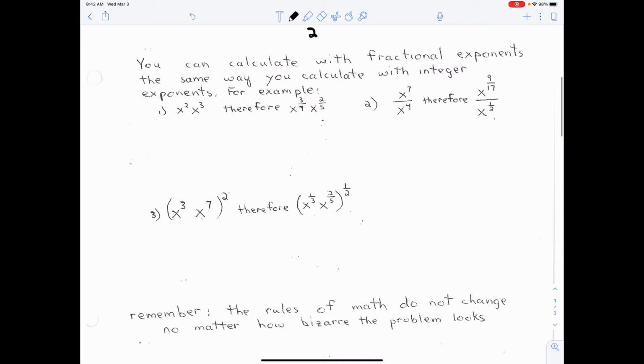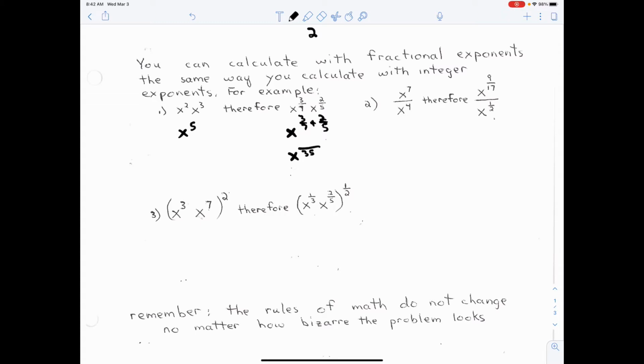So let's just take a look. Remember, the exponent rules don't change no matter how bizarre the problem looks. So we have x squared times x to the 3rd would be x to the 5th, right? Because we had the 2 and the 3. Well, what do you do here? You just add the 3/7 and the 2/5, the same thing you would do. So we have 3/7 plus 2/5, and then you need to get a common denominator. So the common denominator is 35.